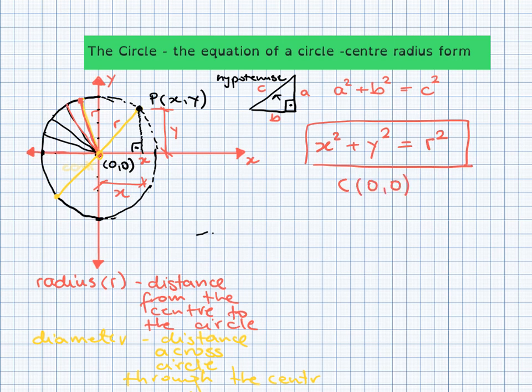So it's just there. Now, the next thing we're going to do is find the equation of a circle when the circle is not at the center, so it has been shifted to the right or to the left, up or down. So the center is not at the origin, but somewhere else. I'm going to go to the next page now.